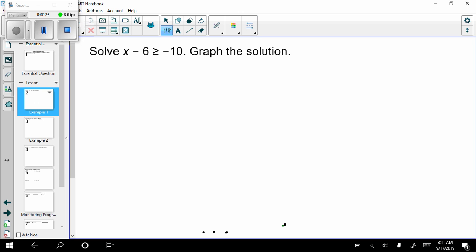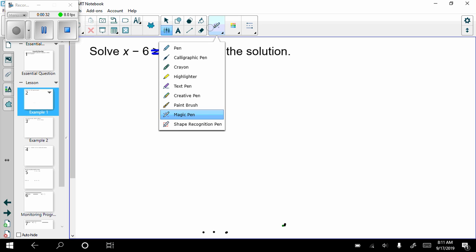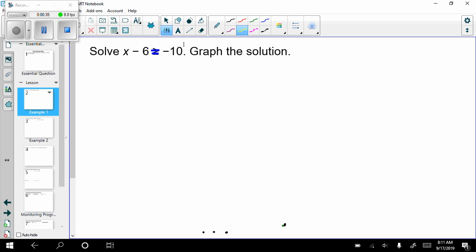What I'm going to do is demonstrate using my magic pen that when we solve inequalities, it is exactly like solving equations. So if this were an equation, we would add 6 to both sides to solve that. And then this is going to end up being x is greater than or equal to -4.